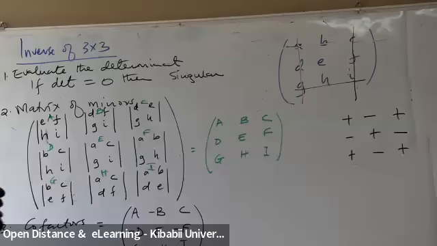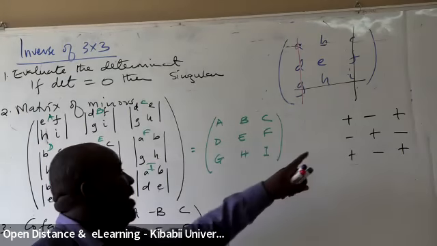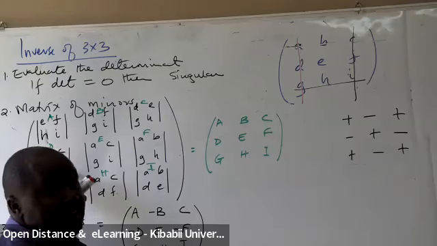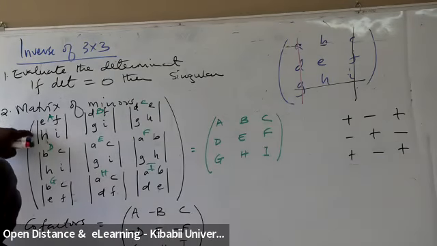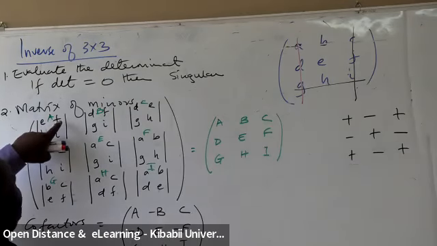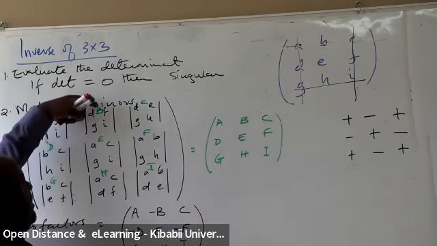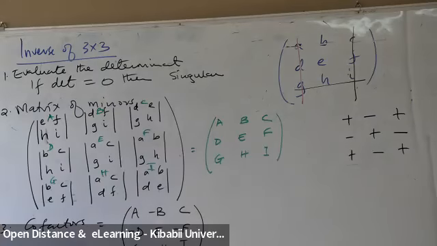Observe how we are arriving at this. We are evaluating the determinants of this. Like for A, it's EI minus FH, DI minus FG to give us B. That's what we are saying.